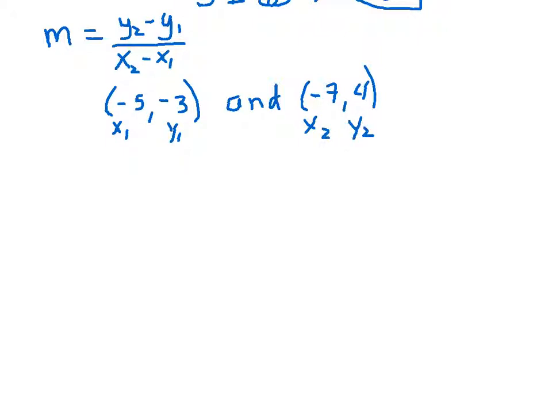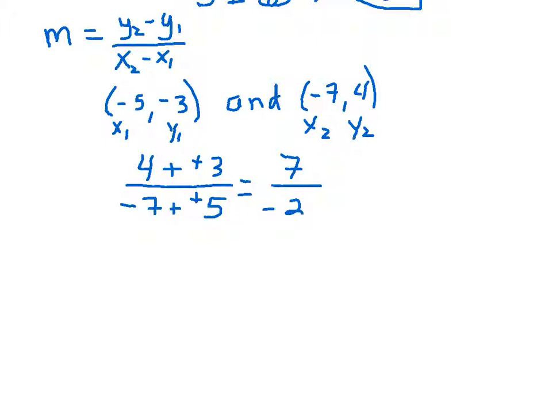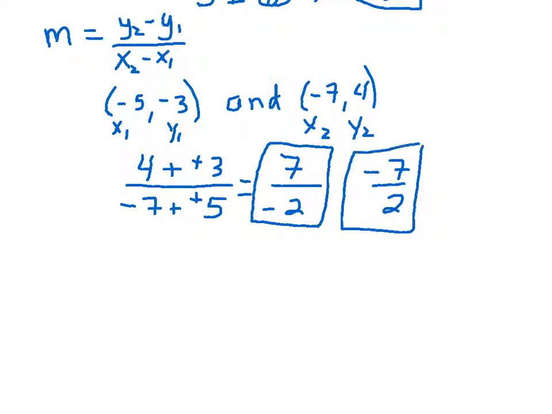Applying the formula, we need a y2 on top minus our y1. Boop, boop. On the bottom, we need our x2 minus our x1, which is negative 5. Boop, boop. 4 plus 3 gives us 7. Negative 7 plus 5 gives us negative 2. And we are all done with that. You can also write this as negative 7 over positive 2. Those are exactly the same answers.